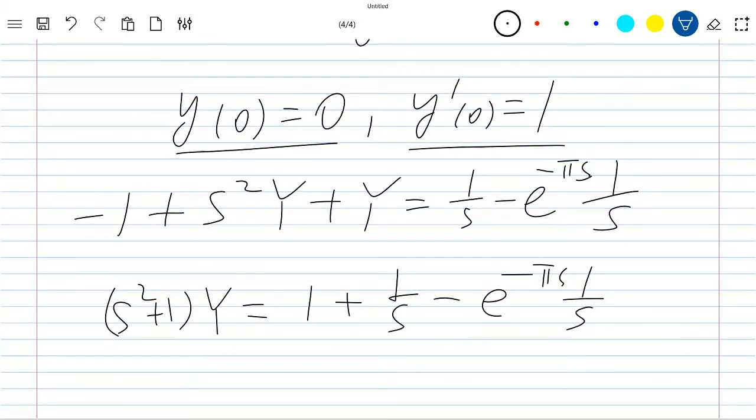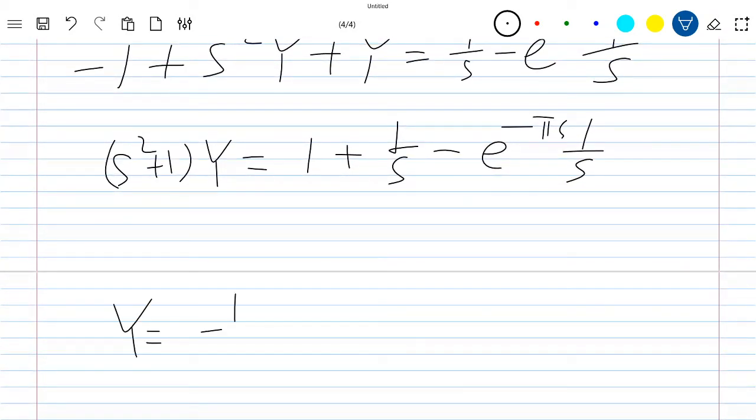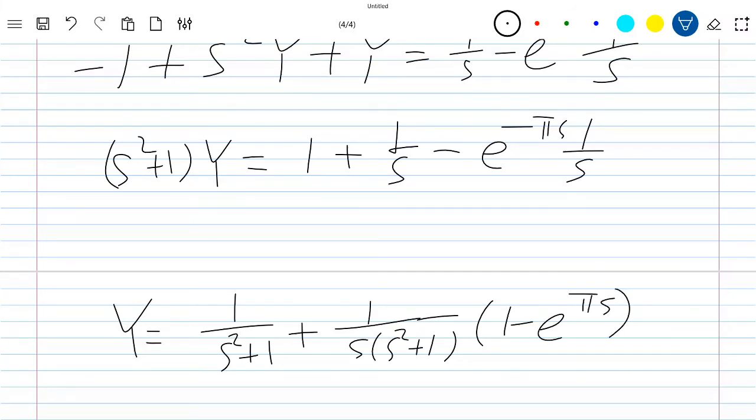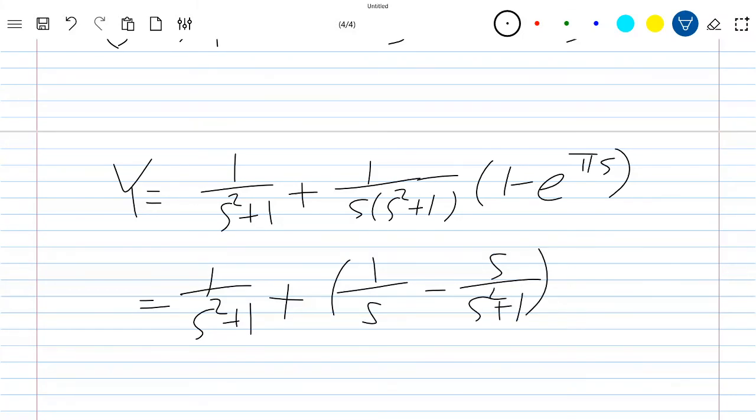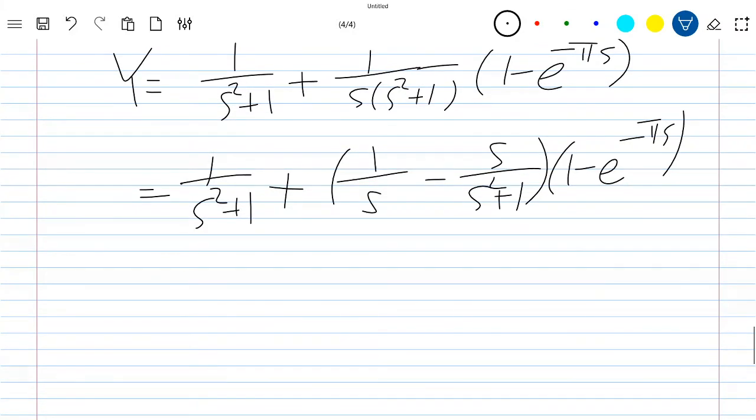Alright, so what is y? 1 over s squared plus 1 plus 1 over s squared plus 1, and 1 minus e to the negative pi s. Alright? And you can do the split. And how do you do that? This is s squared plus 1. You can see if you put a 1 in s here, what do you get? S squared plus 1 minus s squared, which is exactly 1. Okay? Alright, so we are pretty much ready for the actual solution.